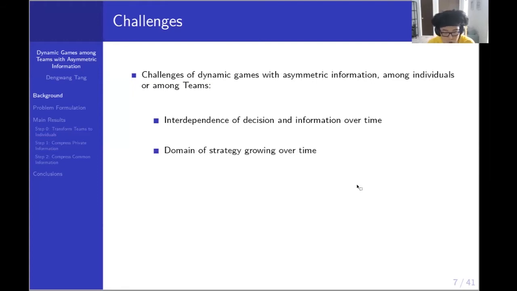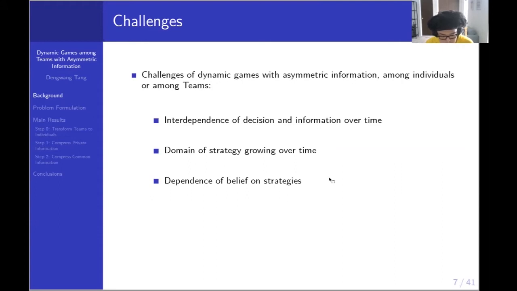Next, you have the domain of the strategy growing over time as information accumulates. Regarding this point, in this talk, we will attempt to compress the information of the agents so that their domain of the strategy doesn't grow over time. This will be a repeating theme over and over in this talk.